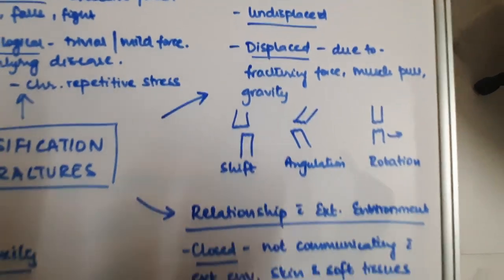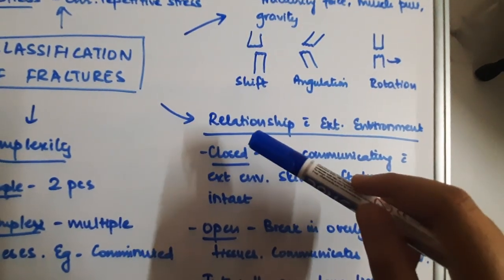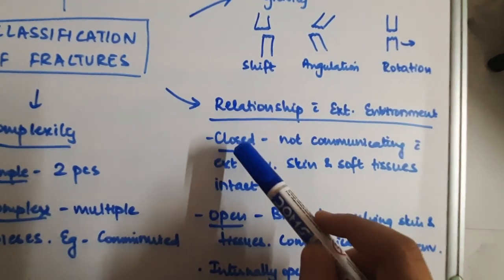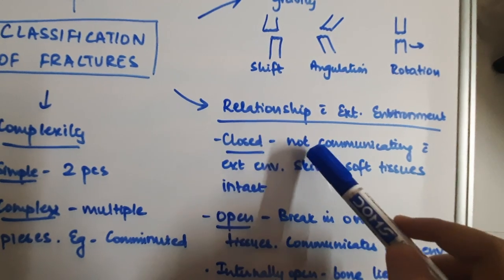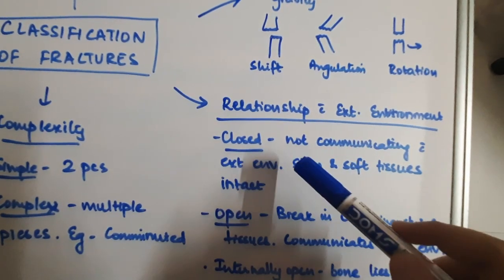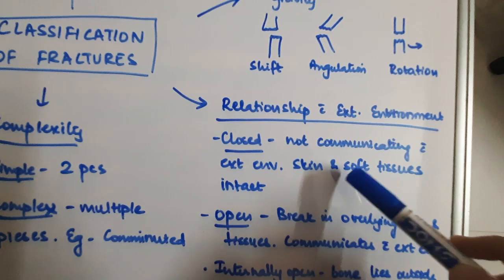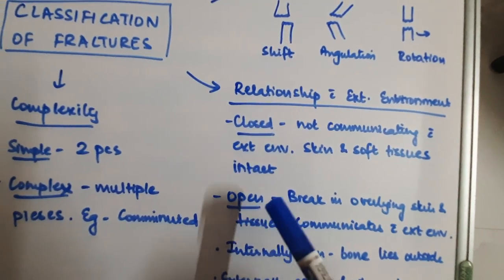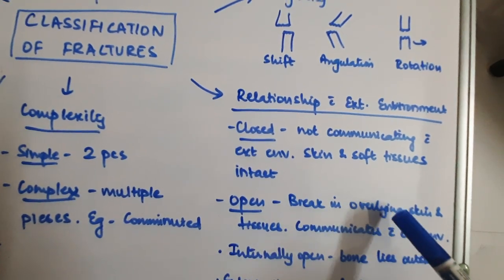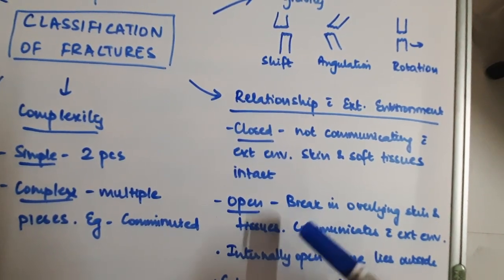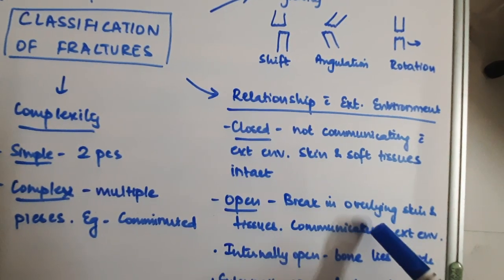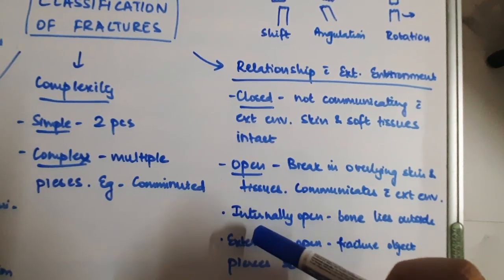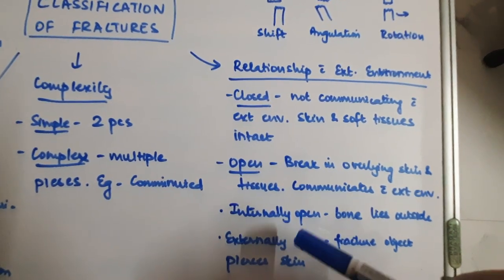each other. The next is on the basis of relationship with the external environment. So based on that, a fracture could be closed, which means that the fracture does not communicate with the external environment and the overlying skin and soft tissues are intact. Or a fracture could be open. It means that there is a break in the overlying skin and tissues and the fracture communicates with the external environment.